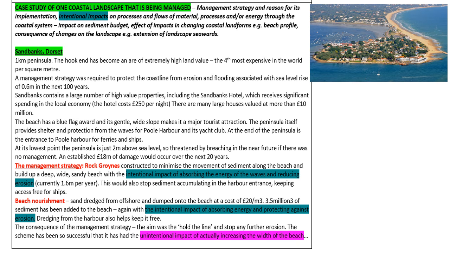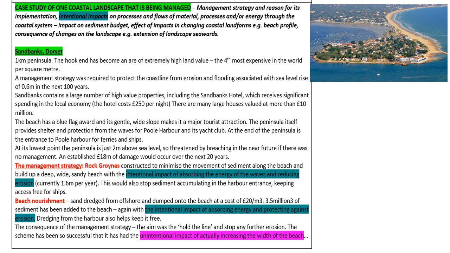At its lowest point, the peninsula is just 2 metres above sea level, so it's threatened by breaching in the near future if we were not to do any sort of management. The Poole Harbour itself is also really high value. You can just see all of the little yachts there that are moored there, and that's also really important. If they were to do no management, they estimate there'd be £18 million worth of damage in the next 20 years. So the management strategy was to build rock groins to stop the sediment moving along the beach and to build up a deep, wide, sandy beach.